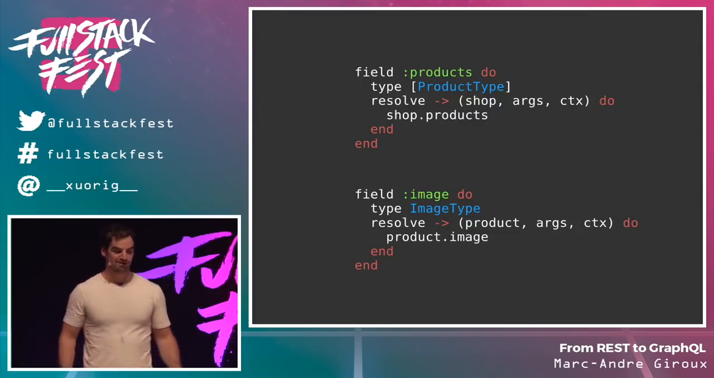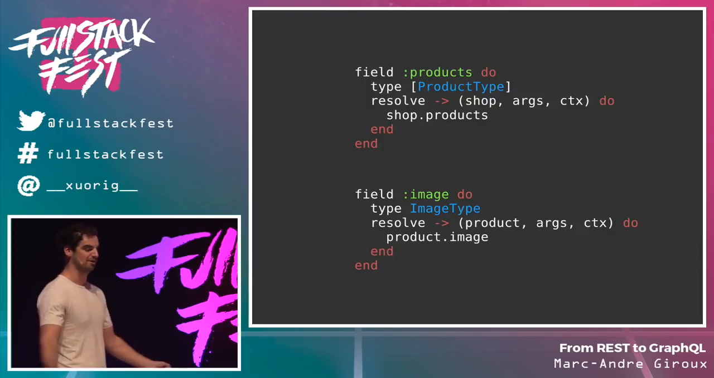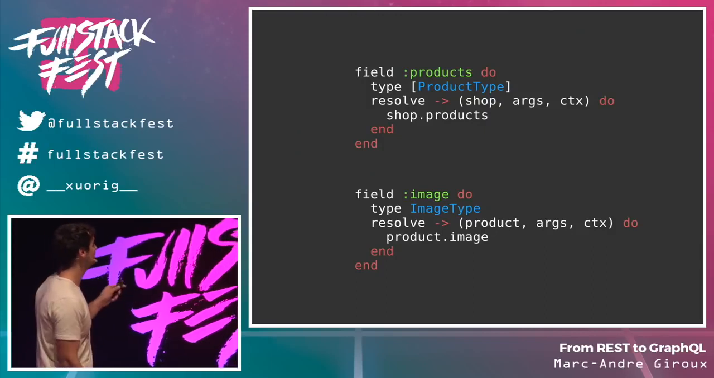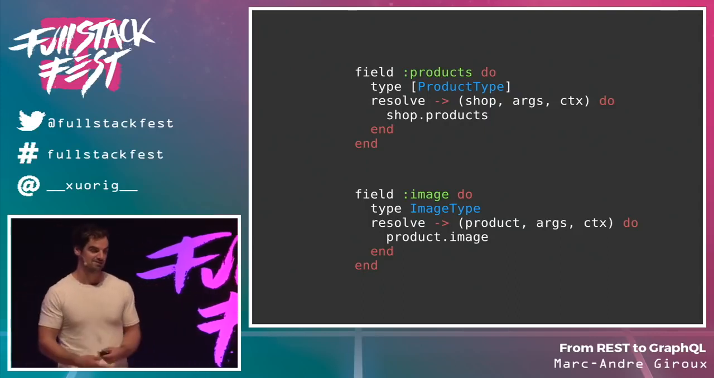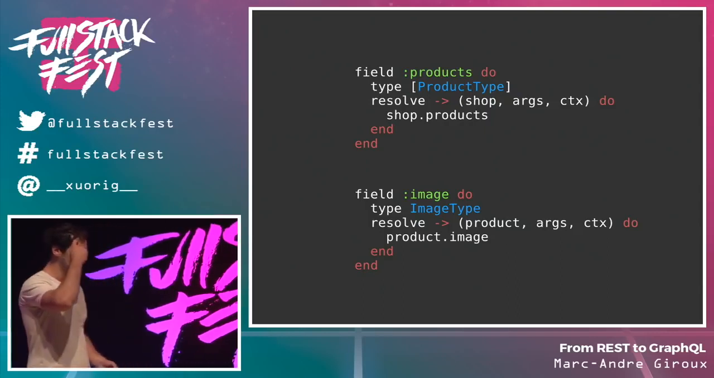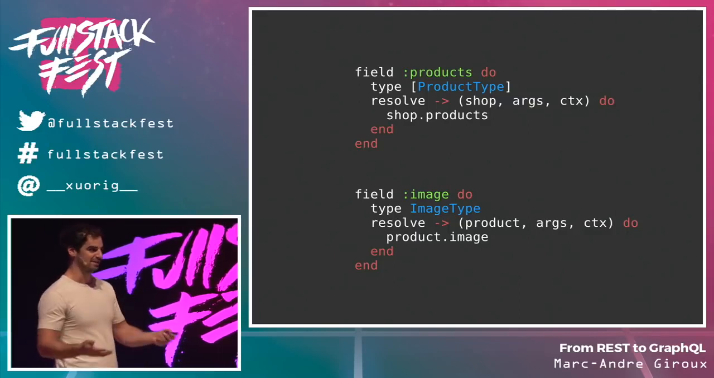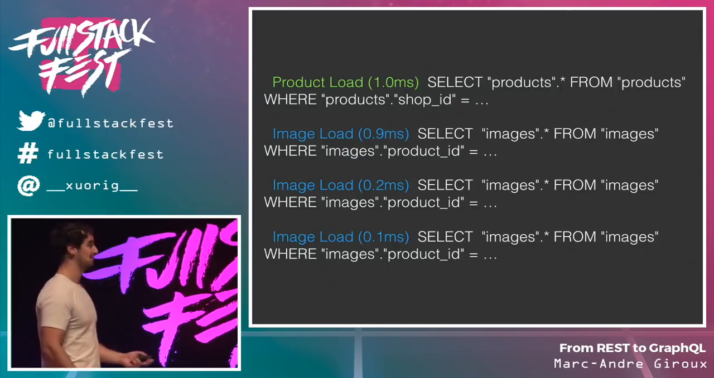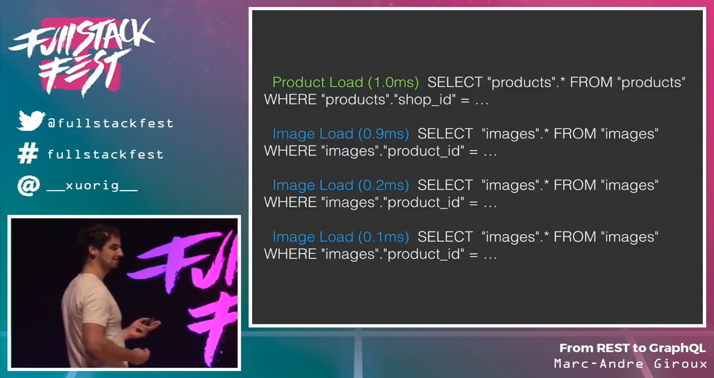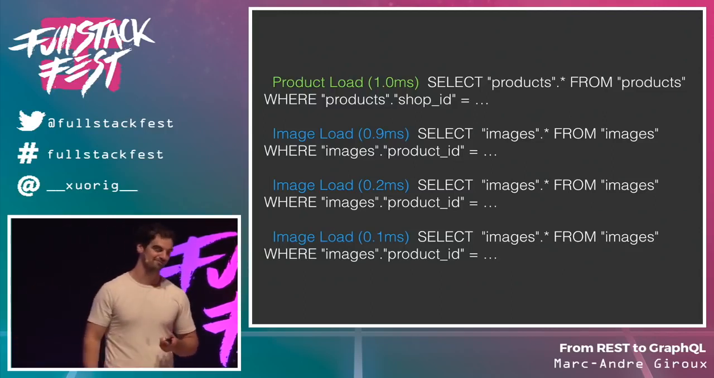We have a field products, and that's on a shop type, and it returns all the products on a shop. We also have a field image. That one, imagine, is on the product type, and it's simply product.image. So if you run a query that asks for products and their images nested, you might get something like this in your logs, right? I selected all products, and all of a sudden, images are all loaded individually.